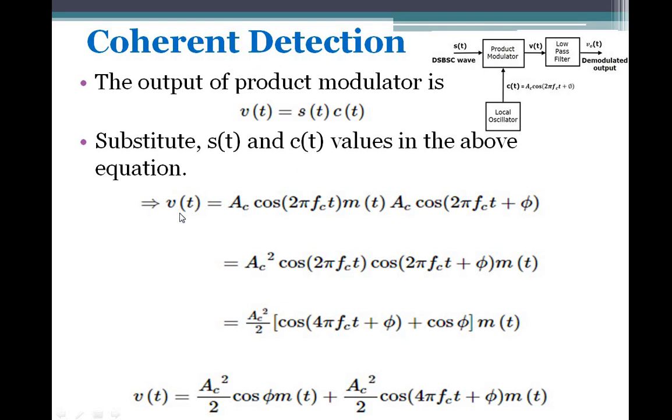Now substitute the values. What will you get? V of t is equal to Ac cos 2 pi fc t into m of t. This is your DSBSC modulated wave, correct? Now what is the local oscillator signal we have used here with the phase difference? That is Ac cos (2 pi fc t plus phi).